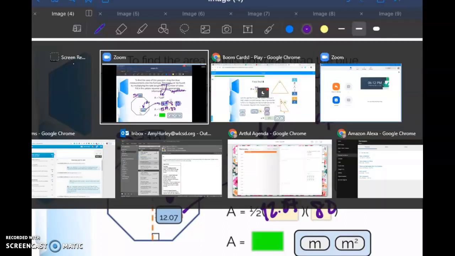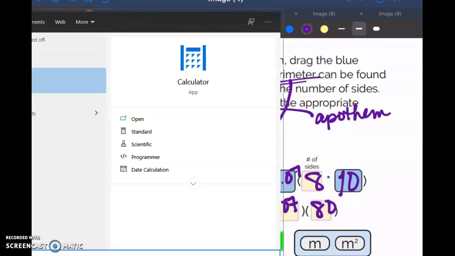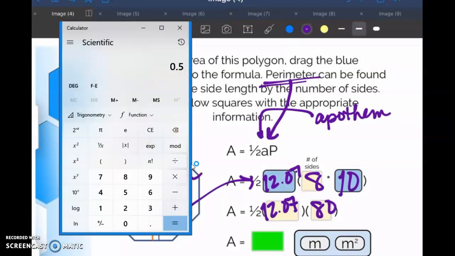Let's do some quick math here to find out what 1/2 times 12.07 times 80 is. That's 482.8. That's the area. That's as simple as that. And it's meters squared because it's area.